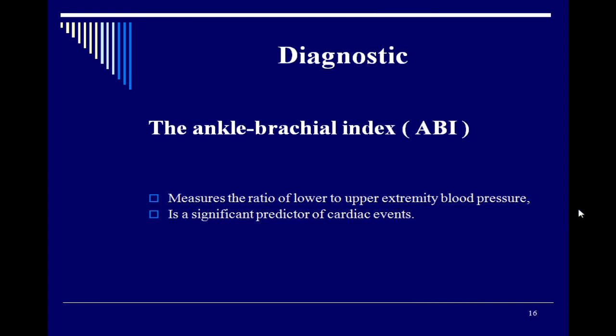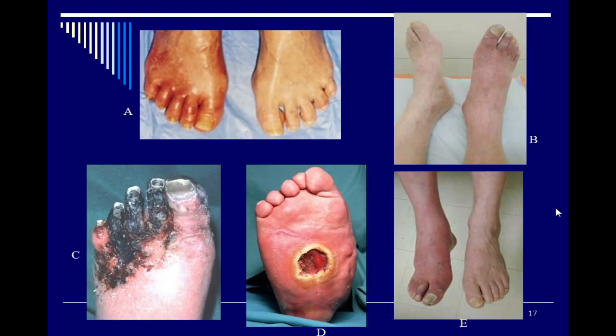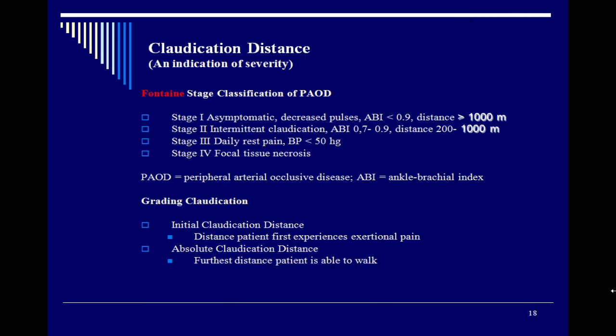Diagnostics. The ankle brachial index measures the ratio of the lower to upper extremity blood pressure. It is a significant predictor of cardiac events. Here you can see complications of the ischemic problems of the lower extremities, like edema, gangrene, ulcer, ischemic hyperemia. Claudication distance is an indication of severity.